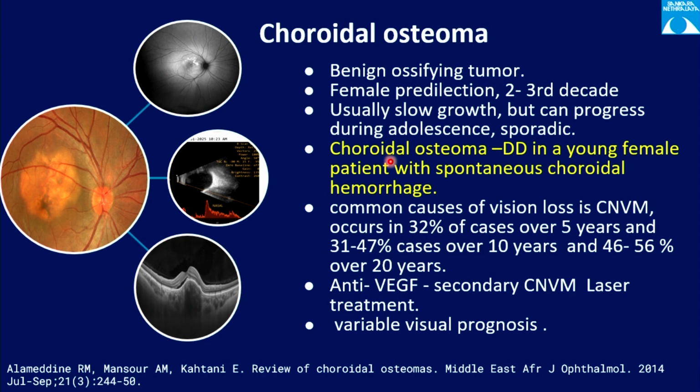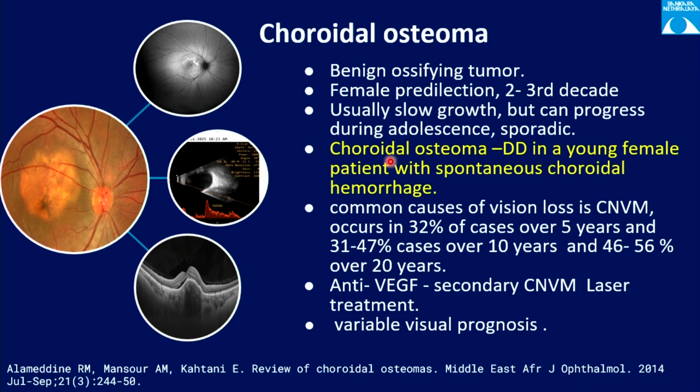So this is the diagnosis. It's a choroidal osteoma. Usually they are unilateral, benign, idiopathic ossifying tumors, characterized by mature bone replacing the choroid. It has a female predilection with slow progression, and usually a good visual prognosis, but can advance during the adolescent age. They are asymptomatic, but vision loss can occur when there is macular location of the tumor or CNVM, and when there is decalcification and atrophy of the RPE.